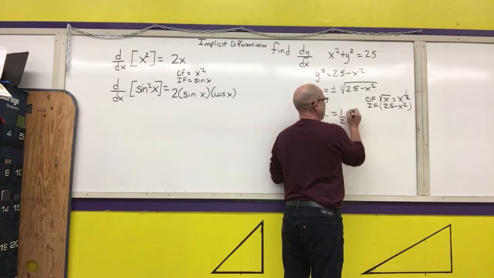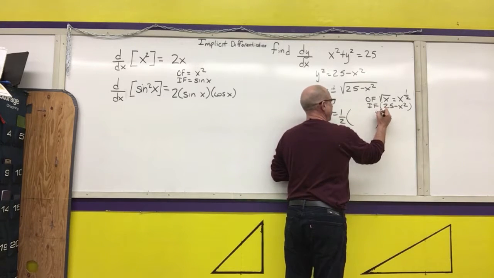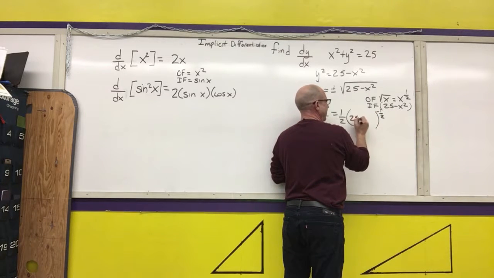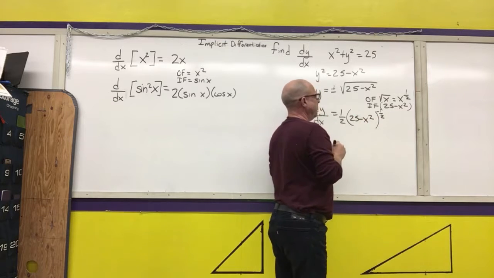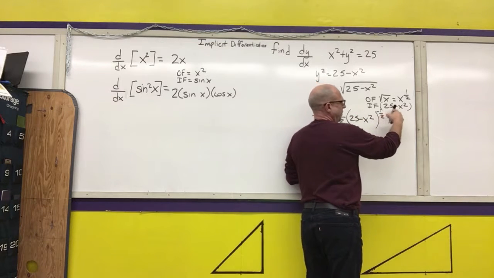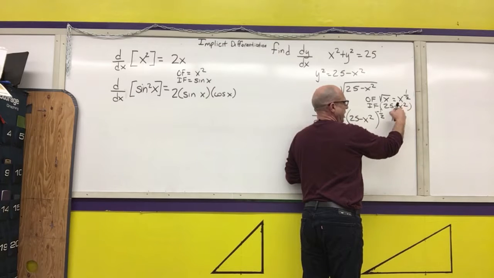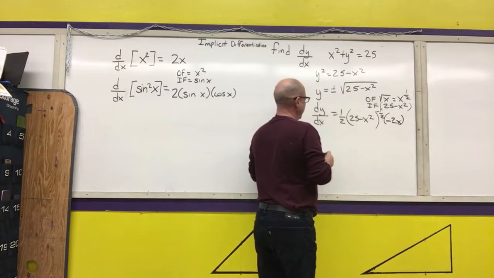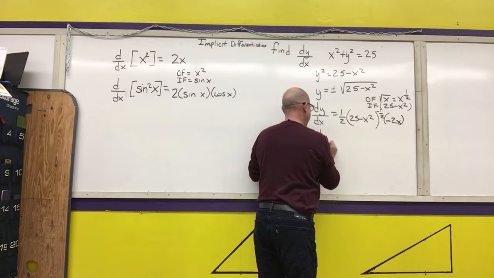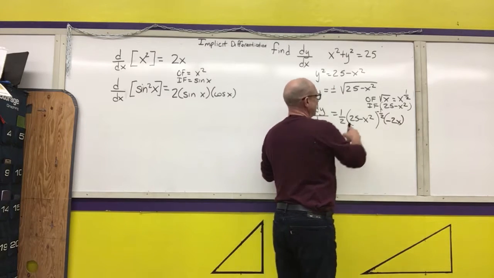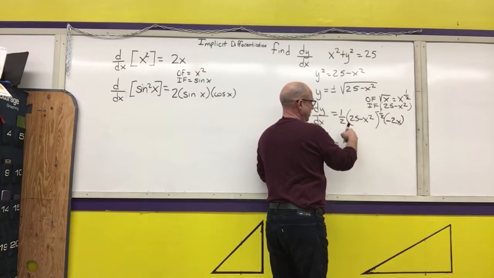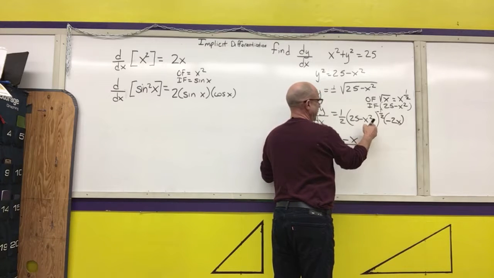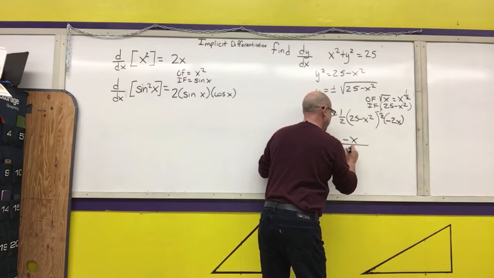So I get 1/2 something to the negative 1/2 power. Where x goes, you put the inside function, 25 minus x squared, times the derivative of the inside function. The derivative of 25 minus x squared is negative 2x. Simplifying, negative 2x divided by 2 is negative x over 25 minus x squared underneath the square root symbol.